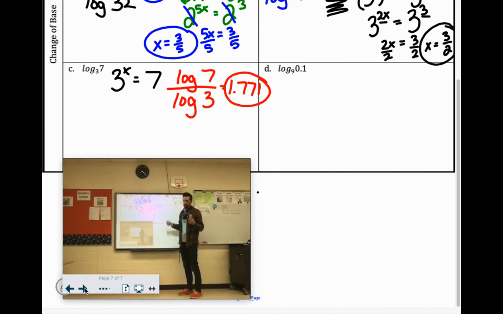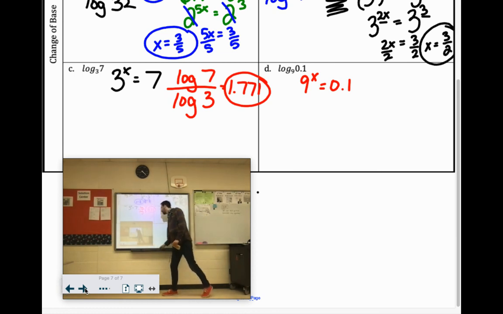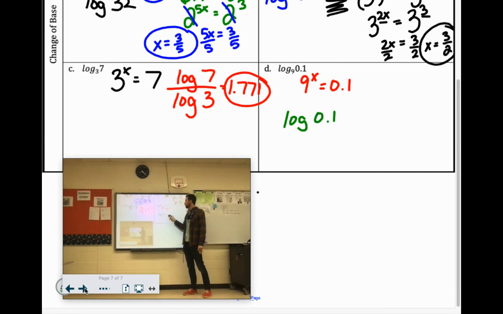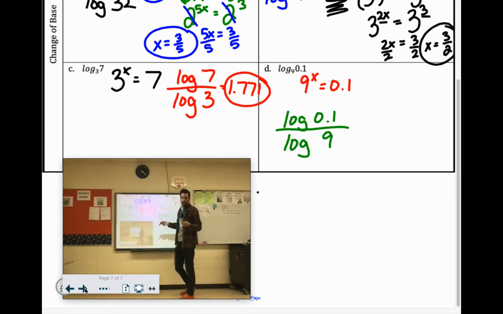But hey, that's cool. So on D, again, if we were to set up an equation, they don't have a common base that we can use here. So we're going to have to do the change of base formula. We're going to have to do log 0.1 divided by log of 9. Now again, you can change the base to anything. You can make this log base 5 of 0.1 over log base 5 of 9, but why would you? Just use the log base 10, and then your calculator defaults to log base 10.